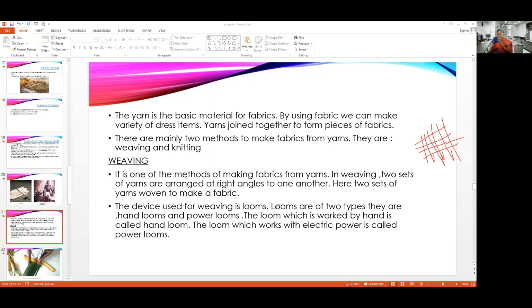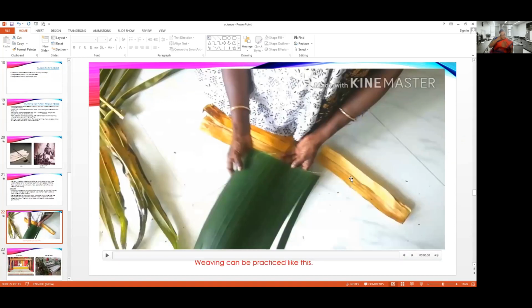The device used for weaving is the loom. Looms are of two types. One is the hand loom, the other is the power loom. The loom which is worked by hand is called a hand loom. The loom which works with electrical power is called a power loom. So this is called weaving.